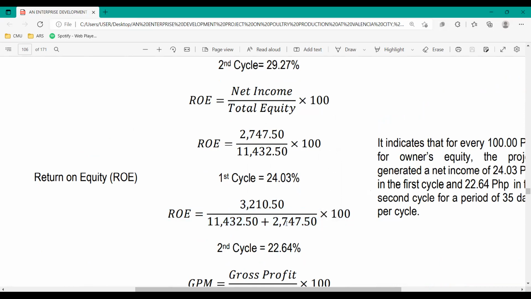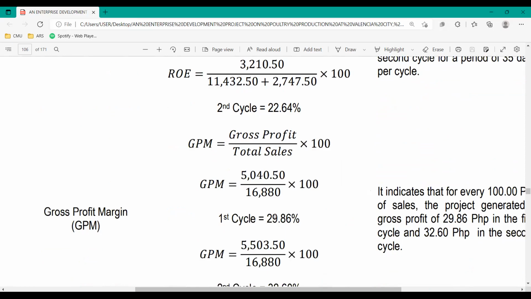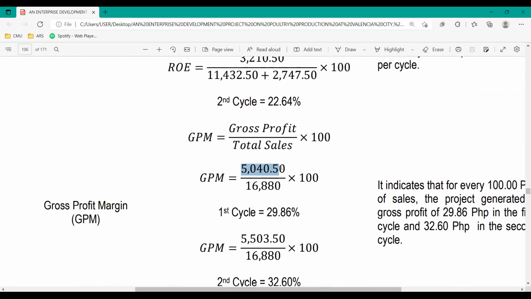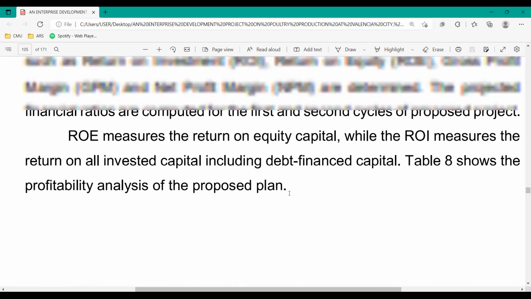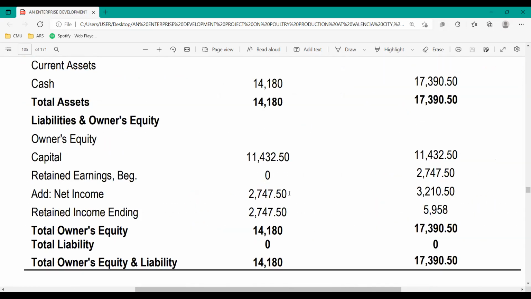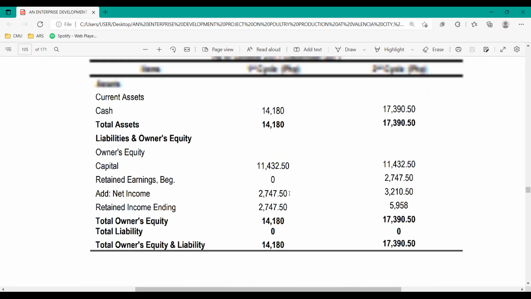That's it for my ROE. Well, for the gross profit, I have 5,040.50 over 16,880. So, gross profit margin. So let's look at my, okay, in a minute.